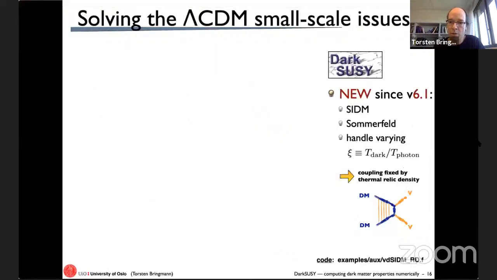Okay, so how can we use that in DarkSUSY? There's again an example code, and we can implement in such a model, fully consistently, the dark sector to visible sector temperature ratio. And then we have three parameters. We have the two masses: the dark matter mass and the mediator mass. This light degree of freedom, the sterile neutrinos, we just assume to be massless, and we have a coupling. So that's three parameters. And then we can use the relic density calculation, including Sommerfeld enhancement, to fix the coupling.